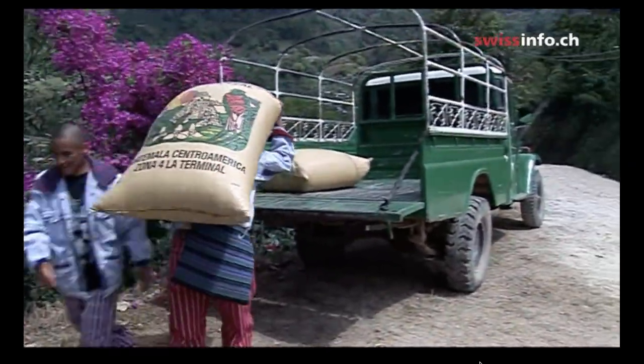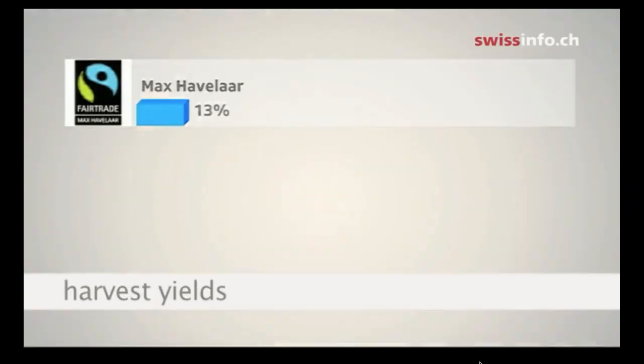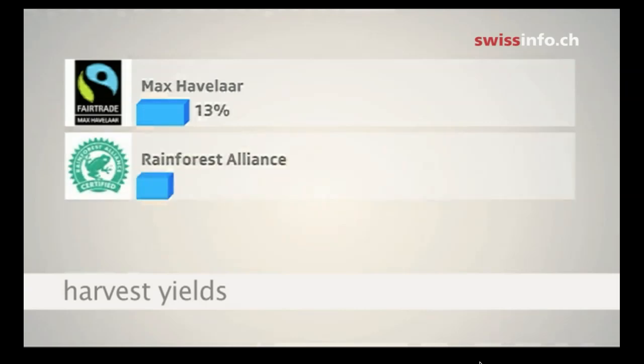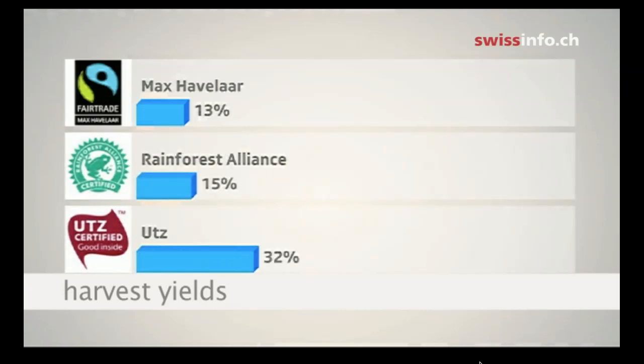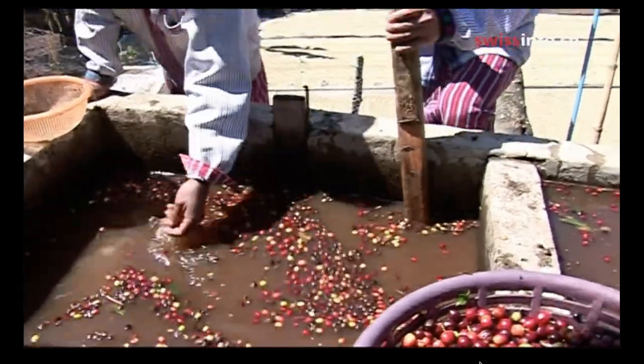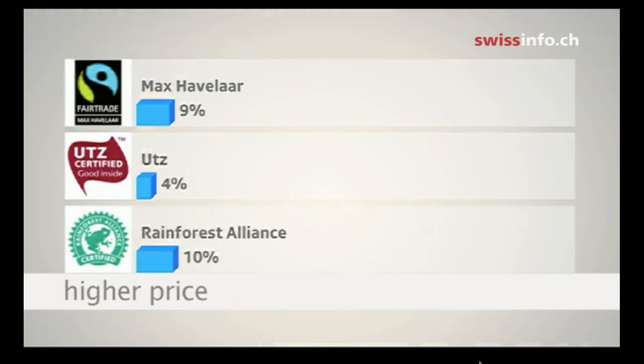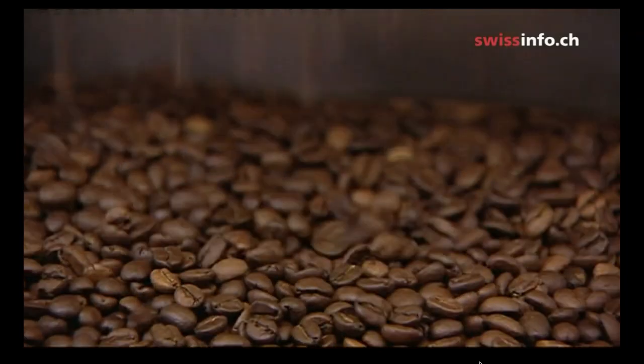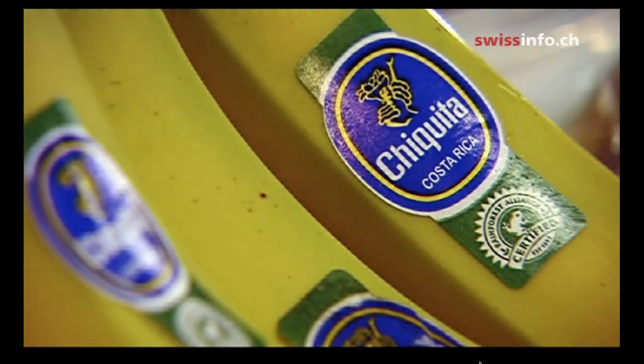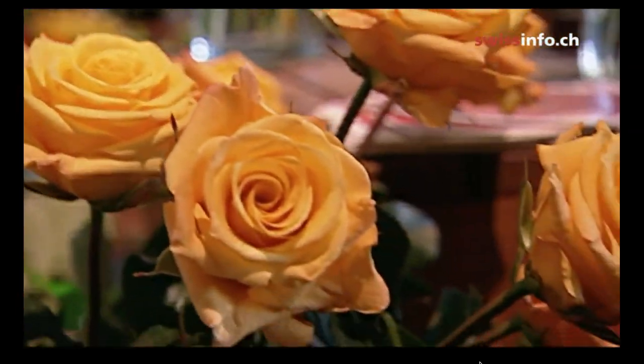And how do the labels compare among each other? Farmers for Max Havelaar on average produce 13% more than conventional farmers. Rainforest Alliance farmers harvest 15% more and UTZ certified farmers 32% more. On top of that, better trained farmers produce better quality goods, which results in a higher price. Max Havelaar farmers get 9% more for their products. UTZ farmers 4% and Rainforest Alliance 10% more compared with conventional producers. All labels show good results. This is a surprise. So far, Max Havelaar was considered the leader.